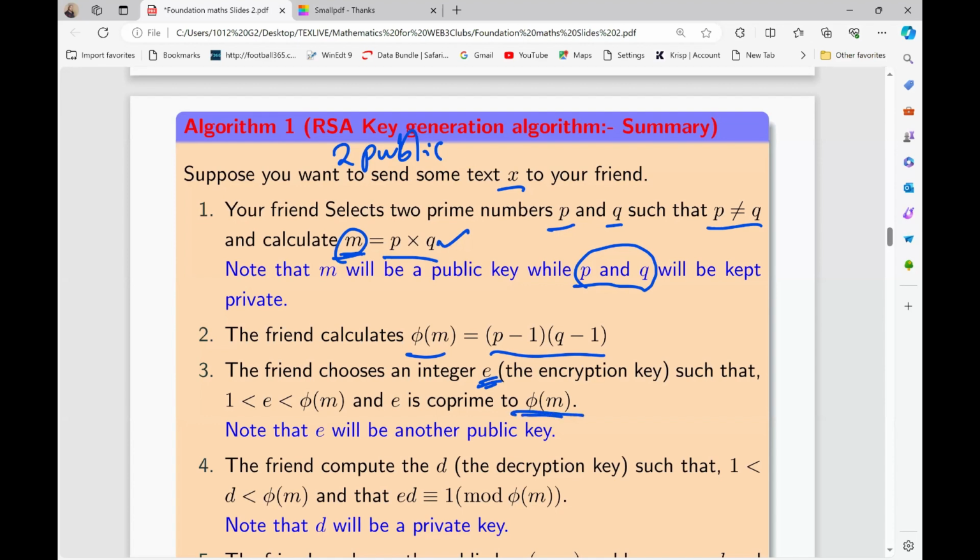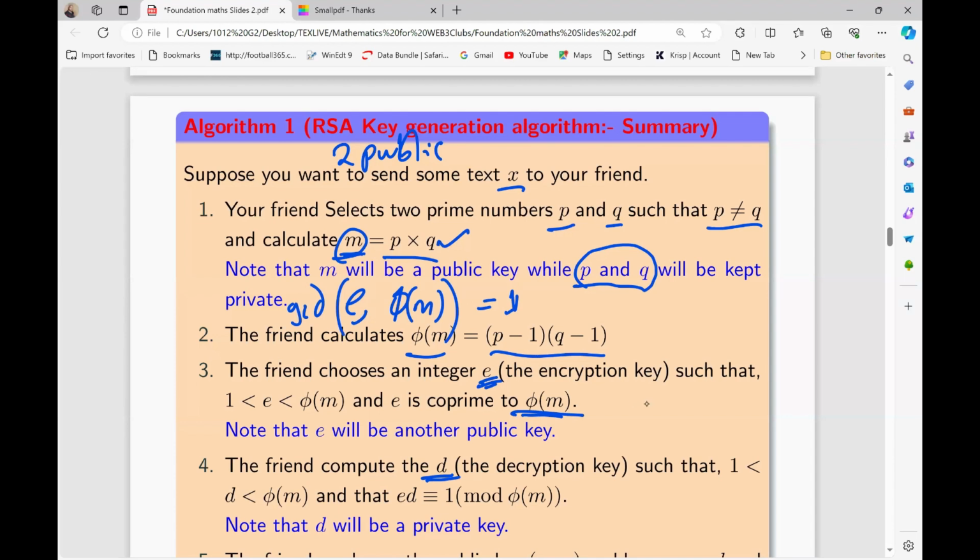And we said this E is supposed to be relatively prime to phi of M. In other words, the GCD of E and phi of M should be 1. So these two must be relatively prime. The E, you're just choosing. This one you're not calculating. But after choosing E, you have to calculate its inverse. And that inverse is what we call D. This D is a private key. The friend remains with it.